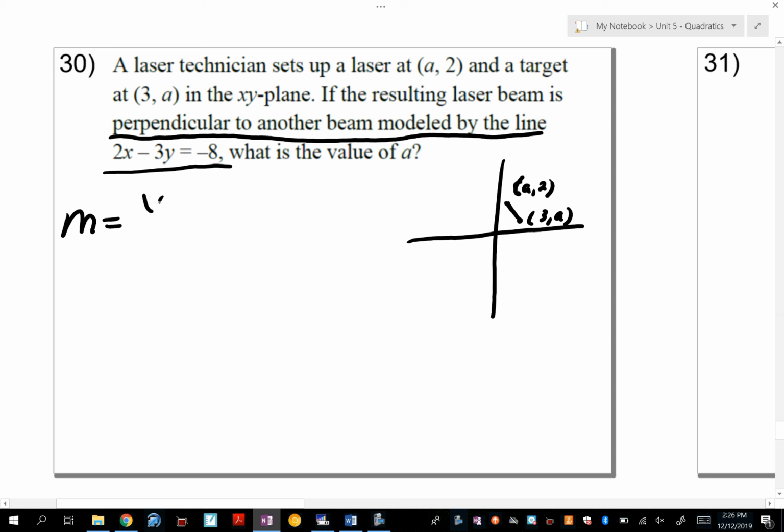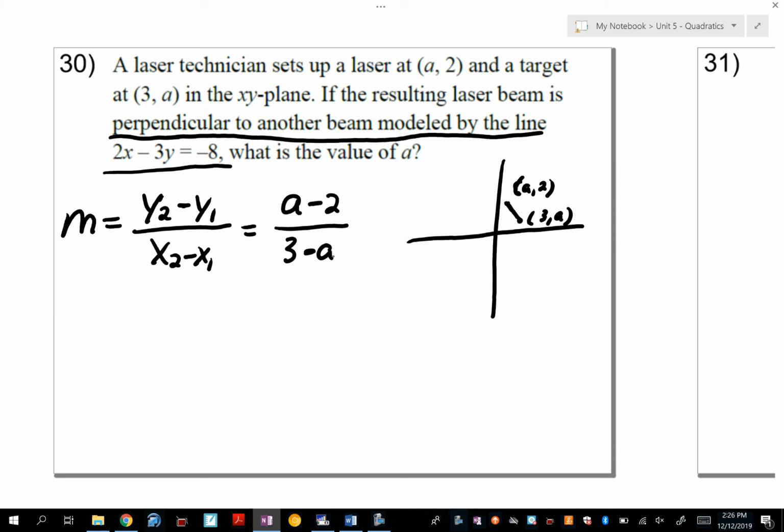Now, when I see those 2 points on that line, my first thought is, what's the equation of that line? So I'm going to find the slope. We have the change in y over the change in x. It doesn't matter which one you make as your first or second point. I'm going to use (3, a) as my second point because it was the second one listed in the problem. So we have a minus 2 over 3 minus a. So that is the slope of this line. Do we all agree? That's as far as I can go because I don't know what a is.